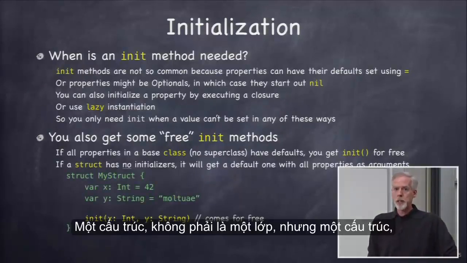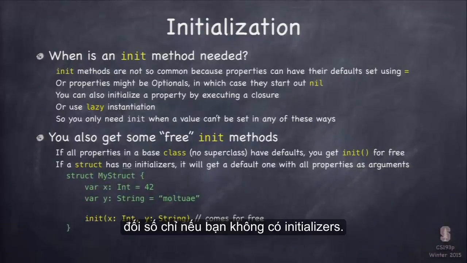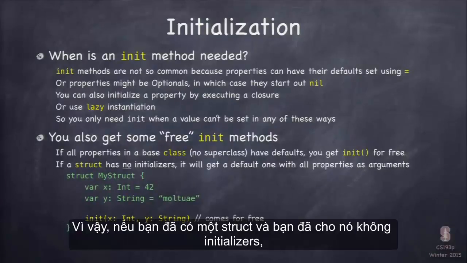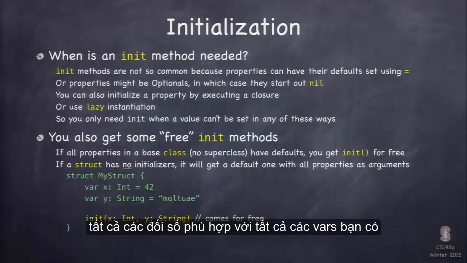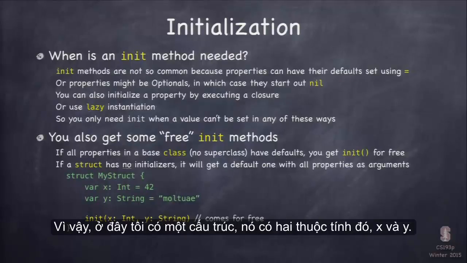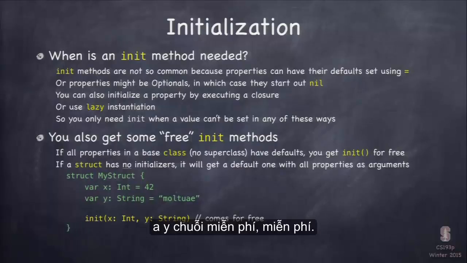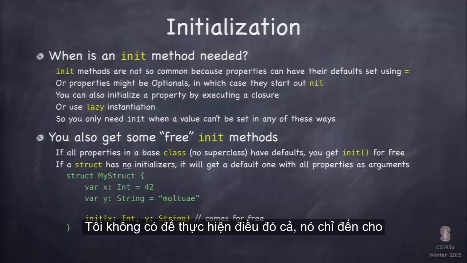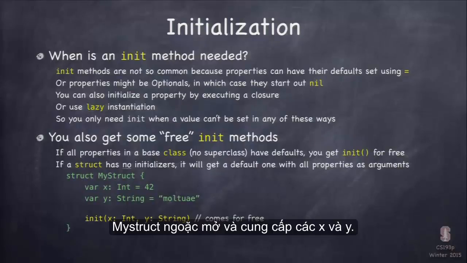A struct, not a class, will get a default init that has all the properties as arguments, but only if you have no initializers. So if you had a struct and gave it no initializers, you would get one for free, where the arguments match all the vars and lets you have. Here I've got a struct with two properties, x and y, and you can see I got this init taking an Int x and a String y for free. I didn't have to implement that at all. It just came for free, and so people can call that. They can initialize my struct by saying MyStruct, open parentheses, and providing the x and the y.